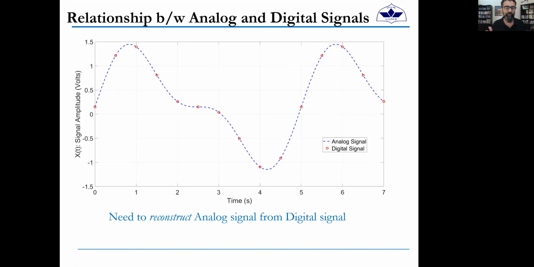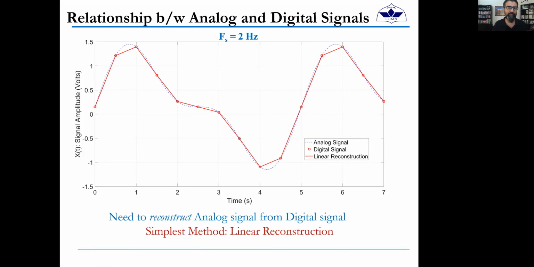So you have two adjacent dots, and you just connect them linearly. The reconstruction that you get is what you see on your screens here, which is not a very good reconstruction. This is linear reconstruction. For 2 hertz, you can clearly see that the reconstructed analog value is not very close to what the original signal was. And if I increase the sampling rate, as Sumer said, it depends on the sampling rate.